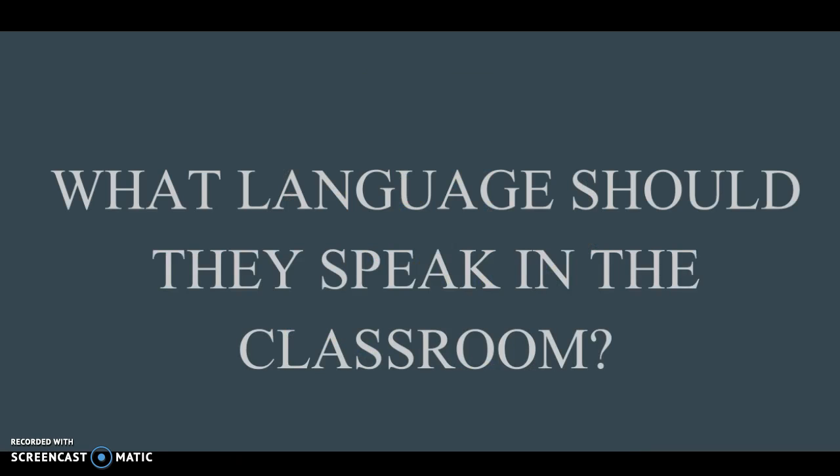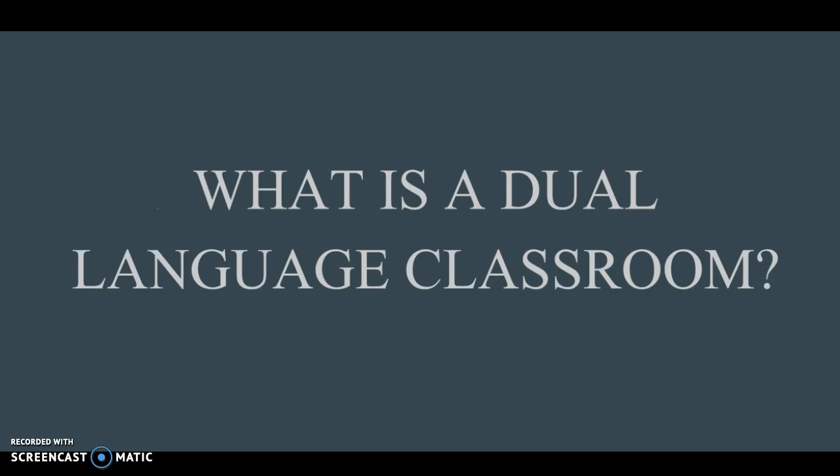What languages should the student be speaking in the classroom? Students should work to acquire English, but should not neglect their first language. The best way to do this is to encourage students to speak it at home, and maybe even teach the teacher as they begin to learn English. But the best context for students who speak different languages is in a dual language classroom.